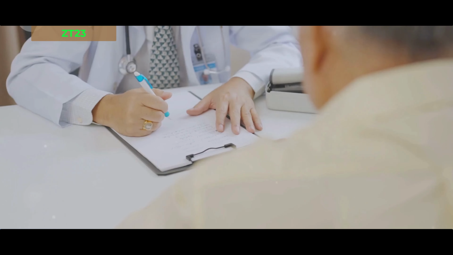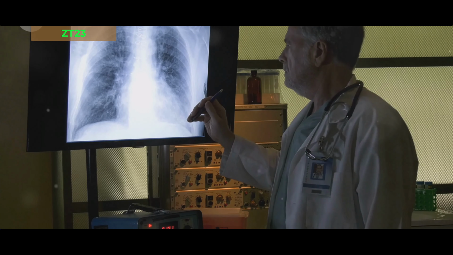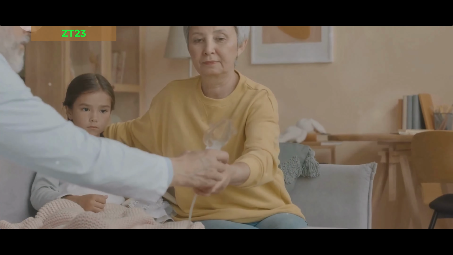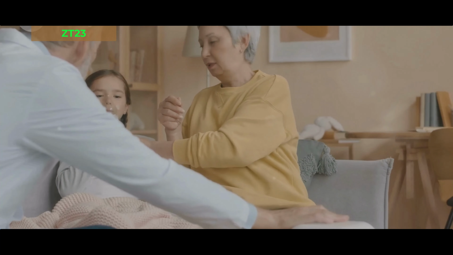Certain risk factors can increase the likelihood of developing LRTIs. These include smoking, which damages the lungs and weakens the immune system, and chronic respiratory conditions like asthma and COPD, which make the lungs more susceptible to infections.